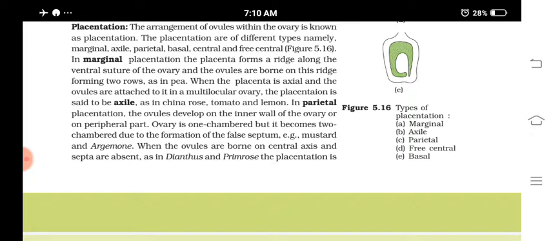Dianthus and primrose. In basal placentation, if you see, a single ovule only will be there, and this ovule will be attached to the base of the ovary. So this is the ovary, and you can see they are attached to the base of the ovary. So this kind of placentation is known as basal placentation.